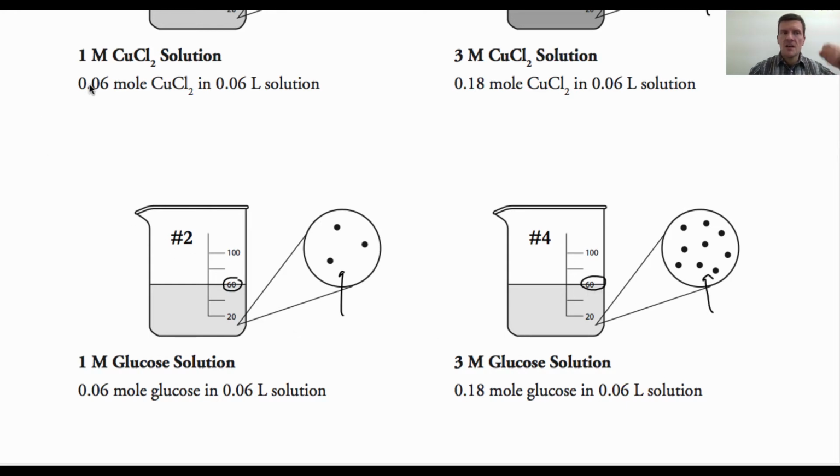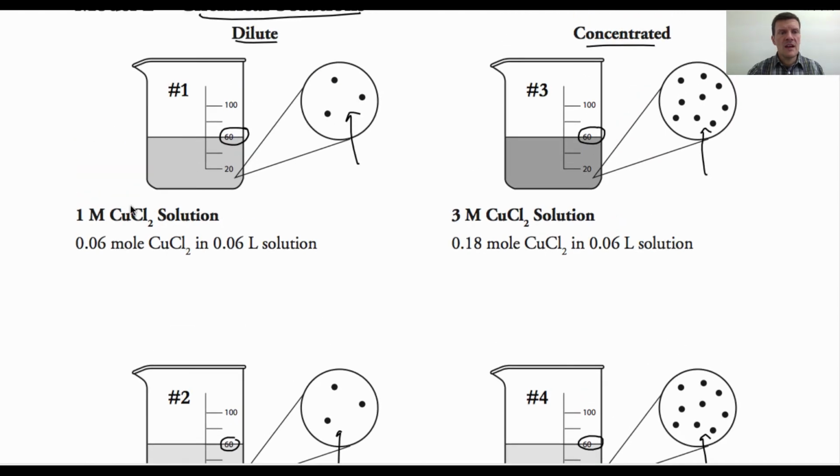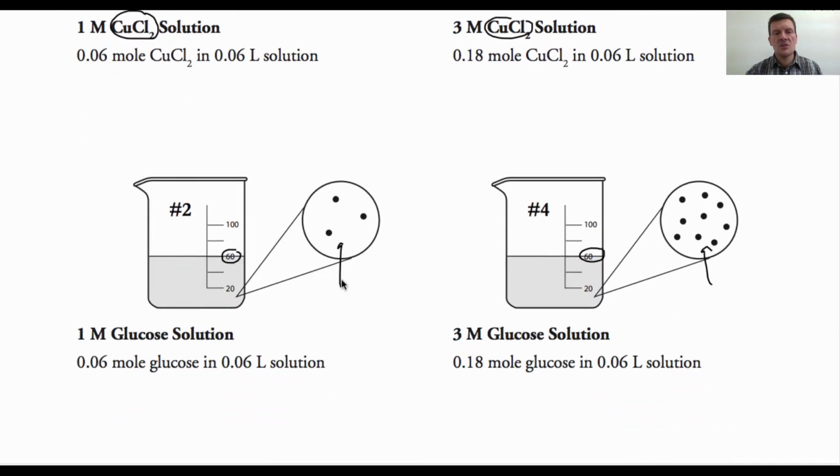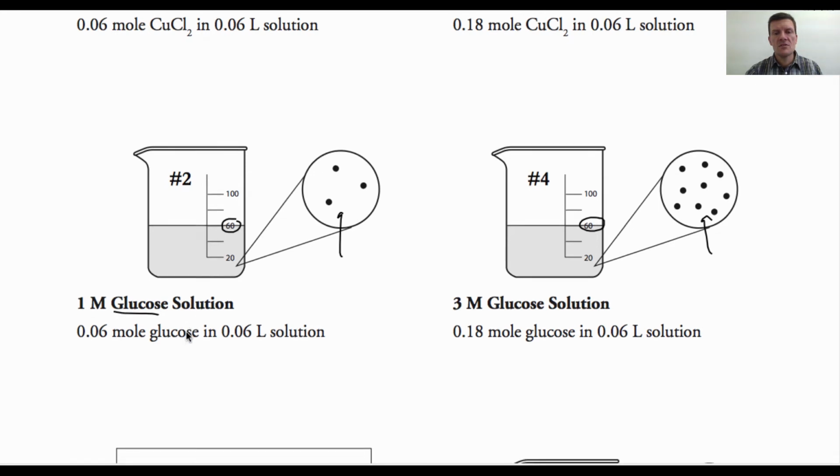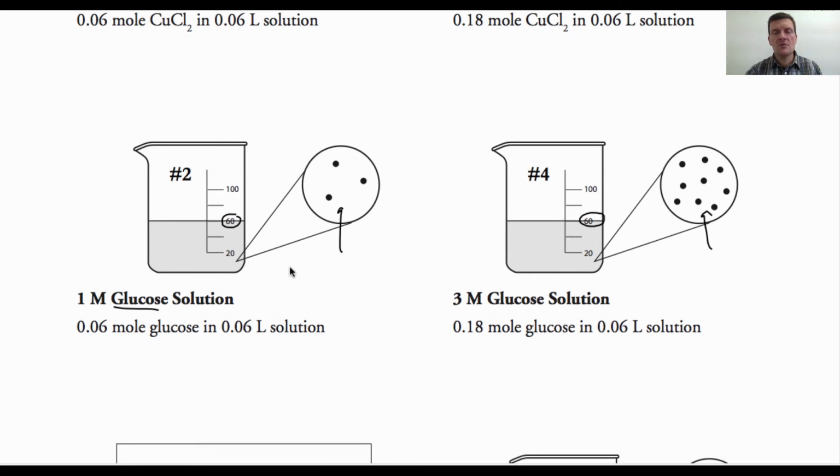Okay? In 1 and 3, we have the same solid that's being dissolved, the same solute. This is copper 2 chloride. Here's copper 2 chloride. So 1 and 3 have the same solute. 2 and 4 have the same solute. That's glucose, a type of sugar. So we're looking at same solute but different concentrations.